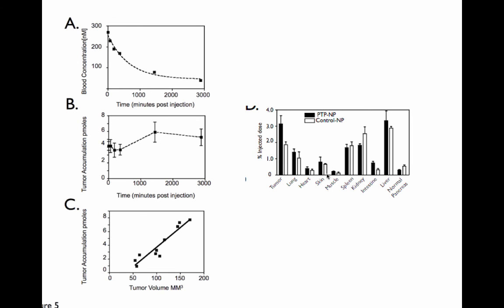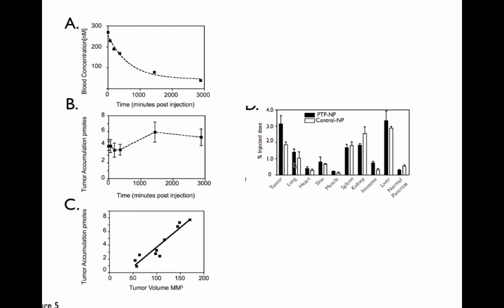And so after we're done with the animals, we sacrifice them, we weigh each of the tissues, and we quantitate the percent injected dose per gram of tissue. So here it is in the tumor. There's a lot of this in the tumor. Not as much with the control nanoparticle. So this is a particle that does not have a peptide, but you can still see that you can get some in there due to the EPR effect.